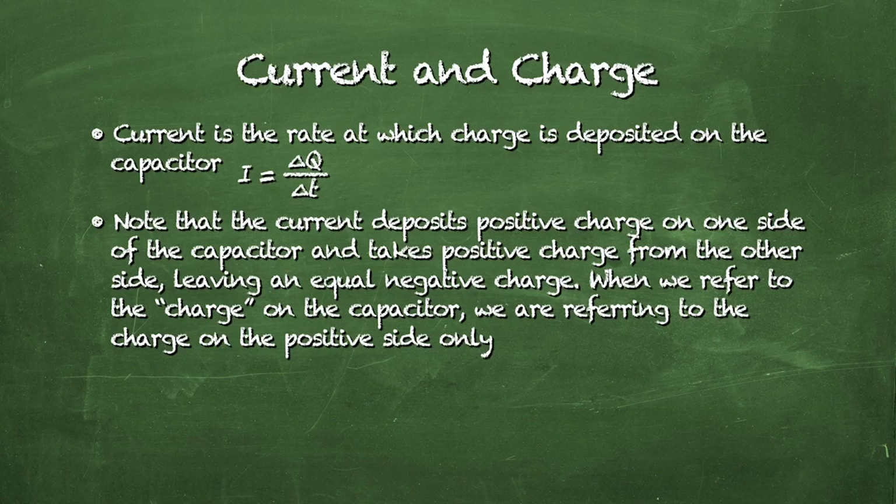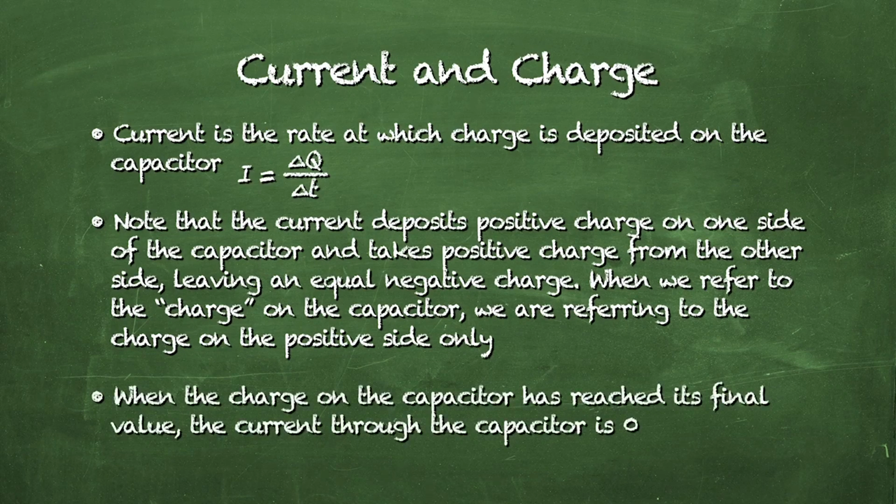And finally, when the charge on a capacitor has reached its final value, when the charge is not changing, then the current through the capacitor must be 0. So when the capacitor is at steady state, when its charge is not changing, then the current through the capacitor must be equal to 0.